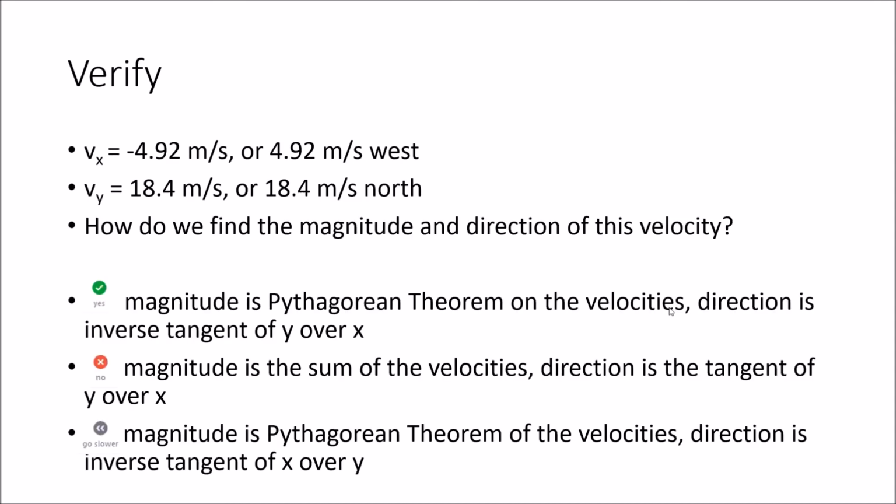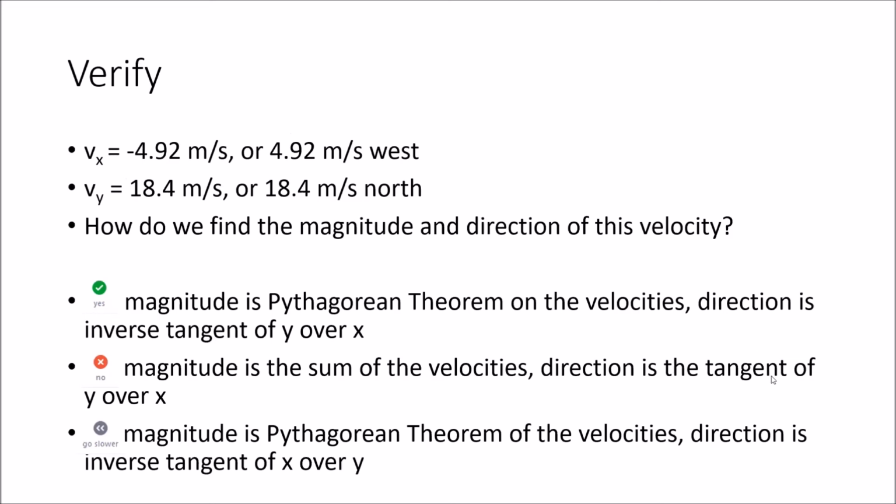How do we find the magnitude and direction of this velocity? We've actually already talked about this. Magnitude is going to use the Pythagorean theorem on those velocities. You can just take the x component and square it. That'll get rid of the negative. The y component, square that. There's no negative to worry about. Take those, add them up, and take the square root. That's the Pythagorean theorem right there. And the direction is going to be the inverse tangent of y over x. That's how we figure out the magnitude and direction of these components.